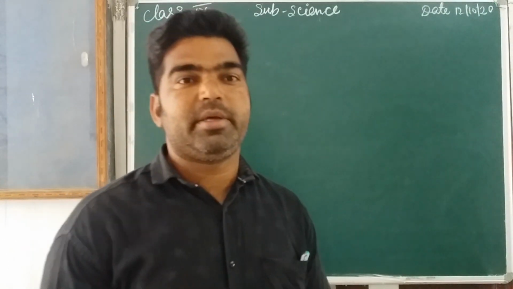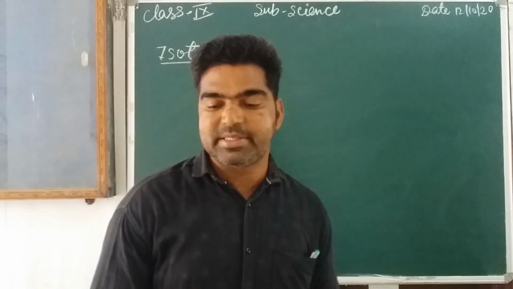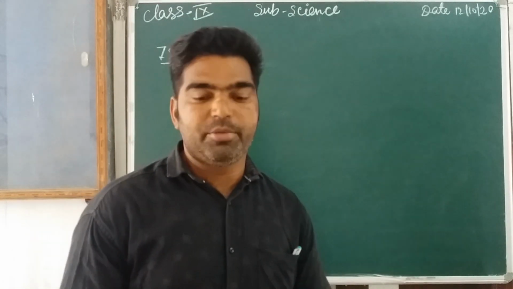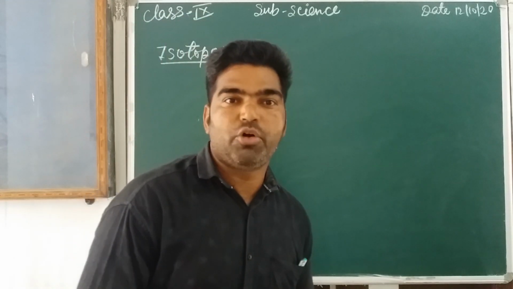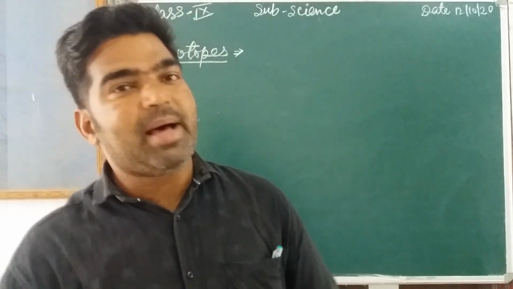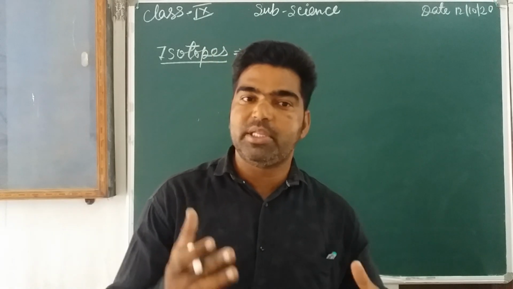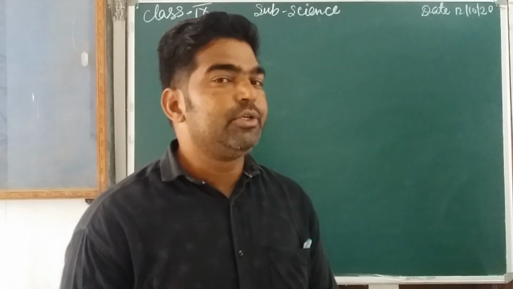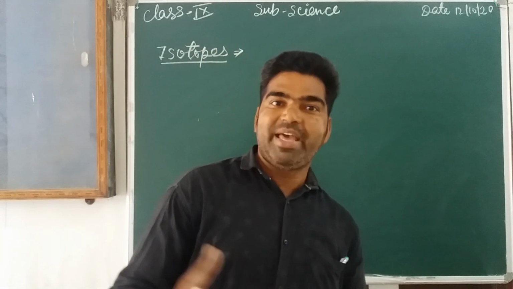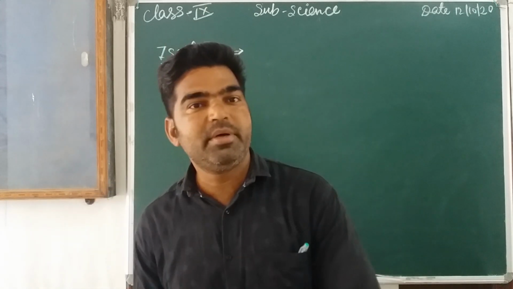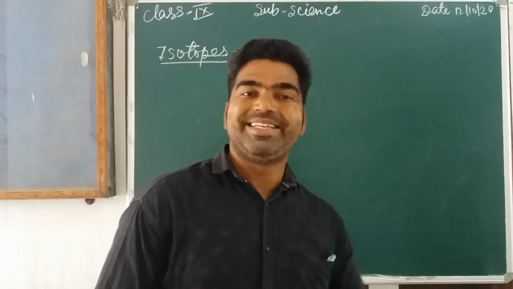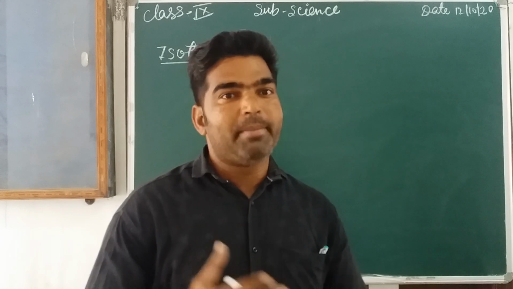Now, as you know, in the previous class we already discussed the atomic number and the mass number. So, very briefly, I repeat once again. Mass number means what? The number of protons and neutrons present in the nucleus. When we add the number of protons and the number of neutrons present in the nucleus, it gives us an idea about the mass number.